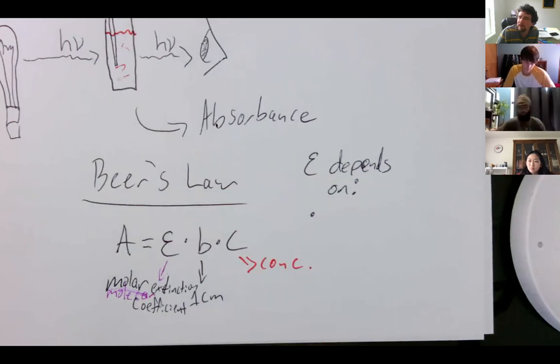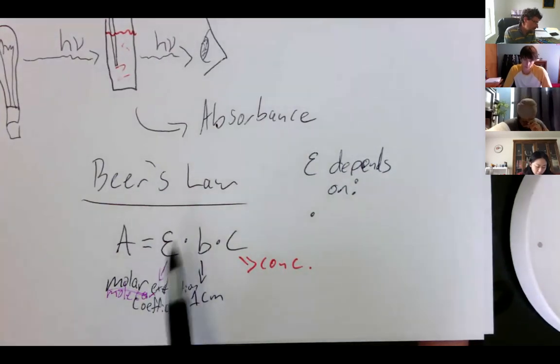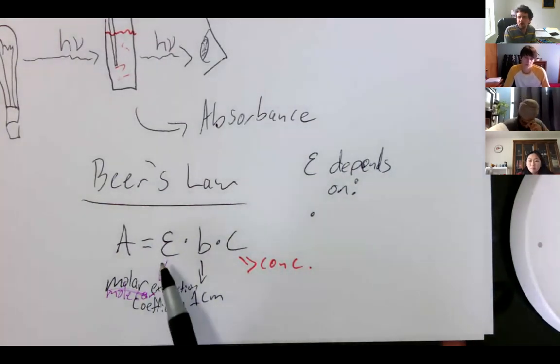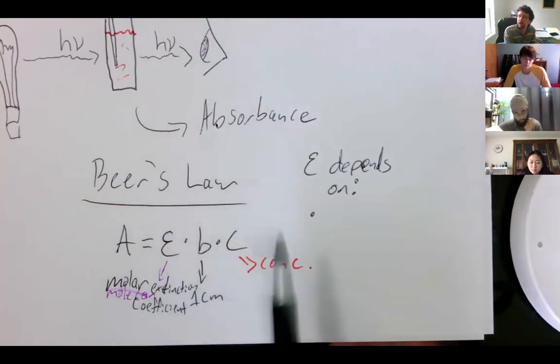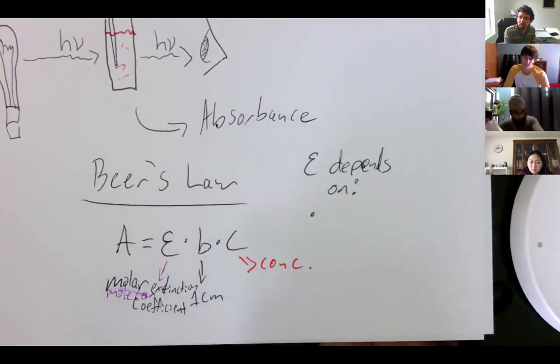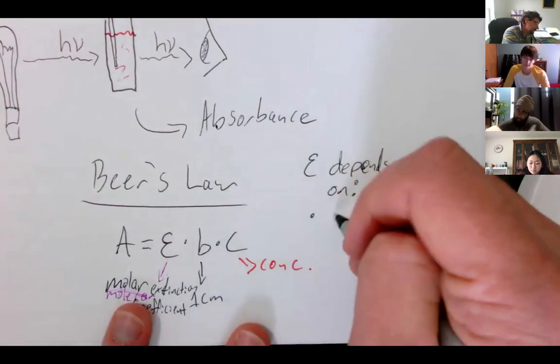So think back to the other labs we conducted. In order to know epsilon, what did we have to keep track of? Or let me ask you, is this molar extinction coefficient going to be the same if I consider different molecules? No. Right, so it depends on molecular identity.